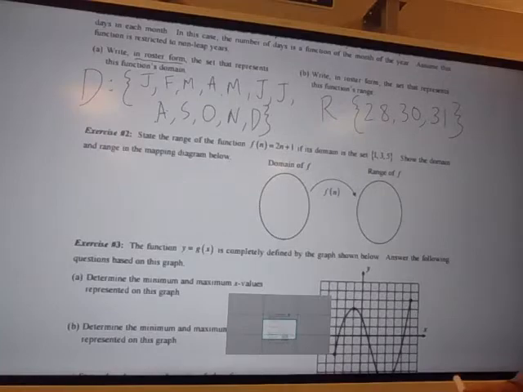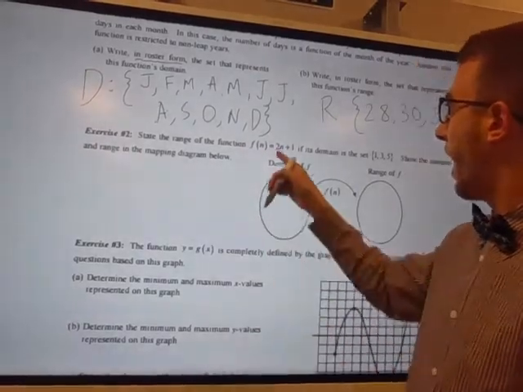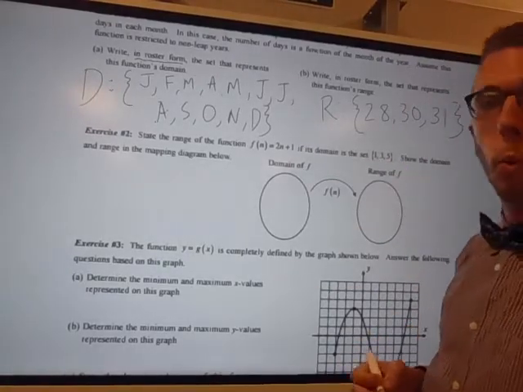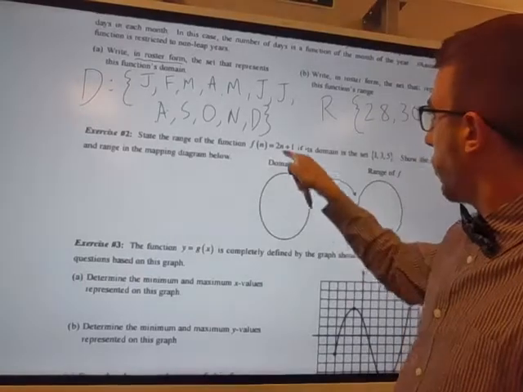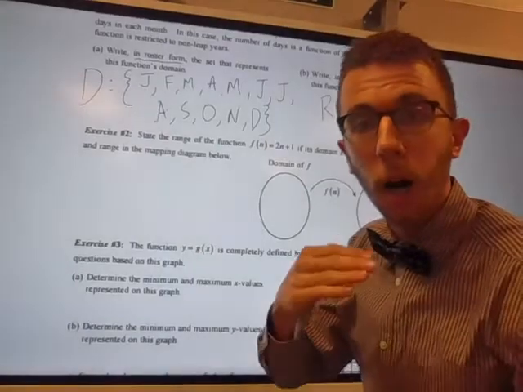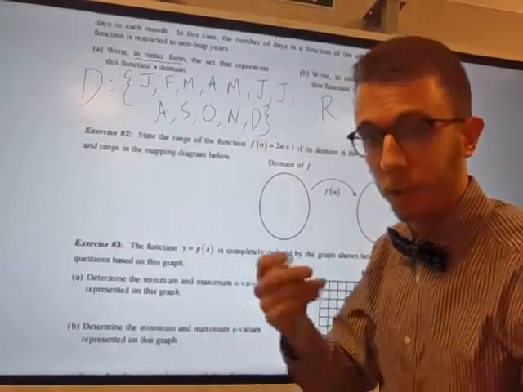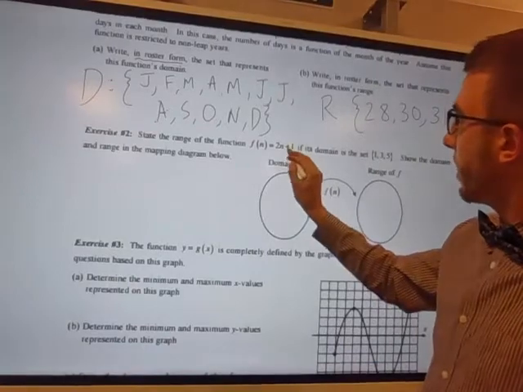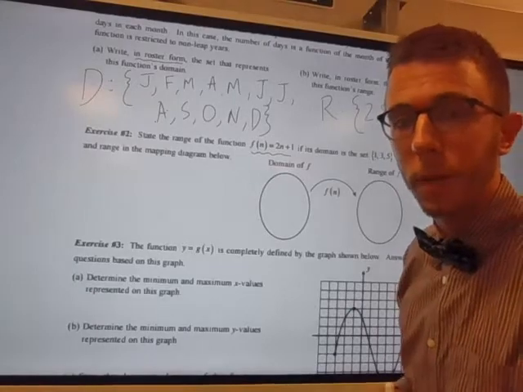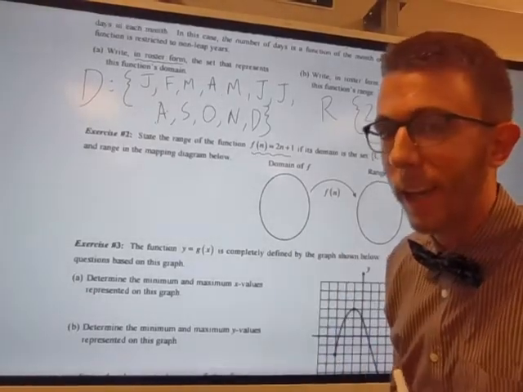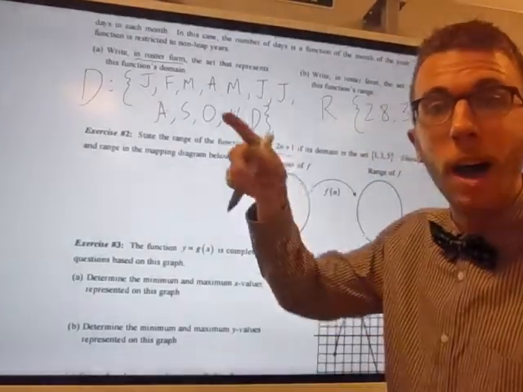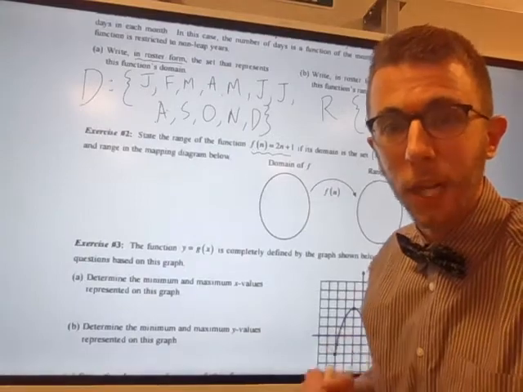Okay, so exercise 2 says to state the range of the function f of n equals 2n plus 1 if its domain is the set 1, 3, 5. Normally if this wasn't mentioned, the domain of this function would be unlimited. It would be infinite if we're speaking in math terms, because what kind of function is this? f of n equals 2n plus 1. That's right, it is a linear function. And without this specific domain, that linear function is going to go on forever. It is a line that does not end.